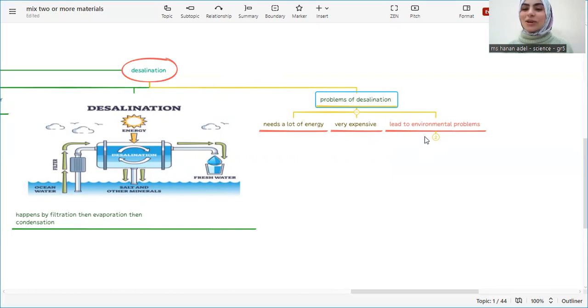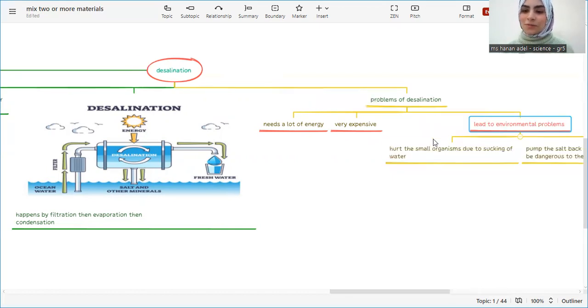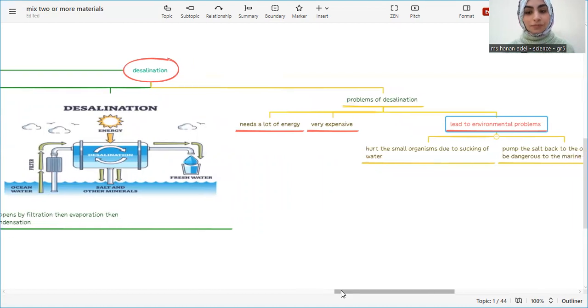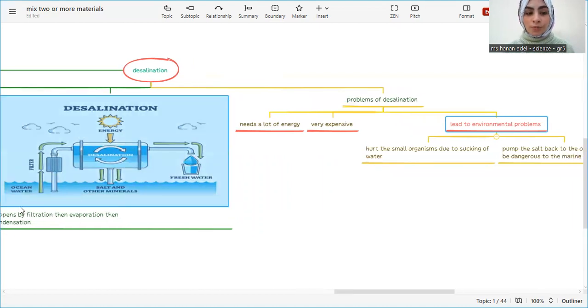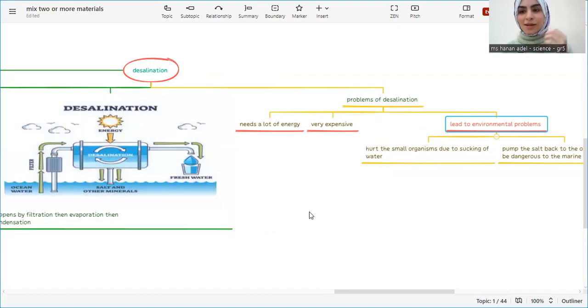It leads to environmental problems. What are these environmental problems? We have 2 examples here. When we absorb the water from the ocean, some living organisms go with it. So we filter the water from these living organisms. The small organisms here will be hurt or will die because of taking the water inside this tube here. Some of them will die. So this is one of the environmental problems that happens.